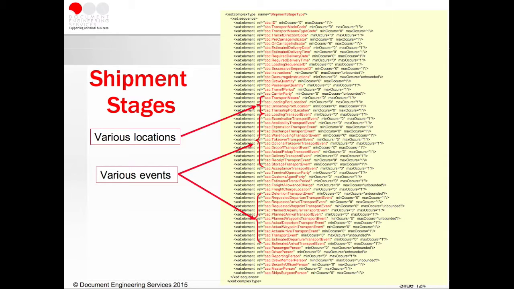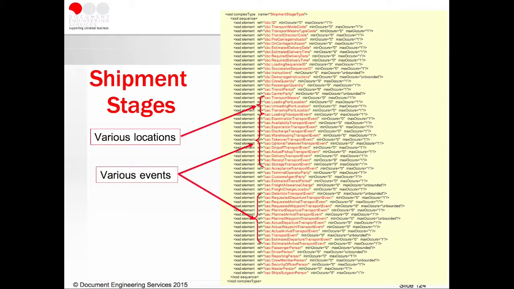the location, the events I've mentioned before, and you can see how many transport events we capture as part of a shipment stage, or we can capture. And of course information about people involved too. Often for safety and for regulatory requirement, we need to know those things. So typically a delivery of goods would involve several shipment stages.